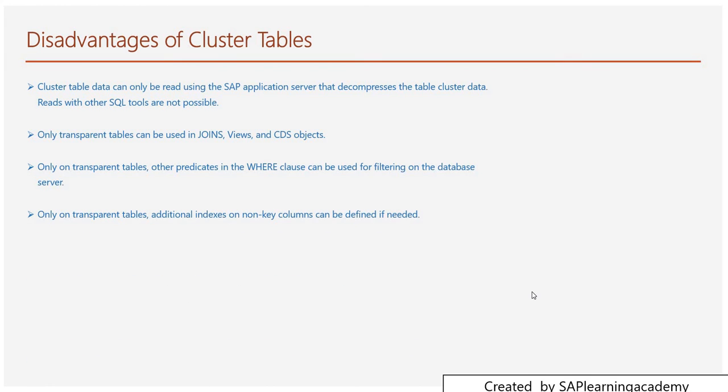And only on a transparent table, additional indexes on non-key columns can be defined if needed. And even if not all columns are selected from a cluster table, all data from the cluster table needs to be transferred to the application server. Yes, that is a very important part: when you read from a table cluster, all data comes from that particular key. But if you don't need all the columns, if you need just some columns, then you should use the transparent table like BSEC.